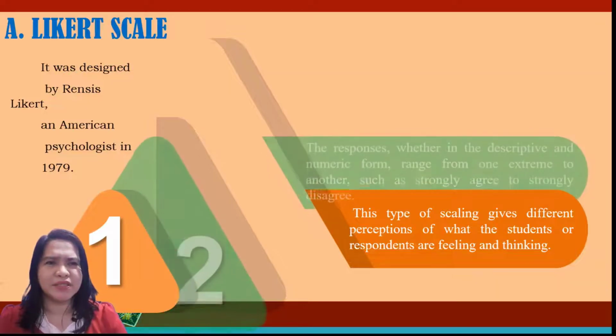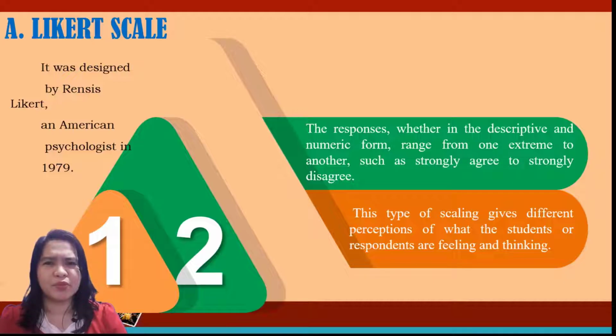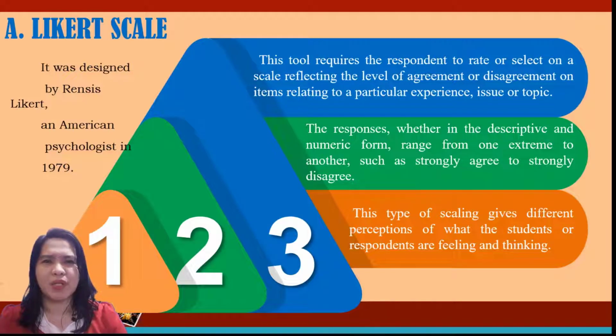Hence, the responses, whether in descriptive or numeric form, range from one extreme to another, such as strongly agree to strongly disagree. However, using a numeric form, we have 5 as the numeric value of the extreme positive feeling, while 1 is the value of the extreme negative feeling. Moreover, this tool requires the respondent to rate or select on a scale reflecting the level of agreement or disagreement on items relating to a particular experience, issue, or topic.